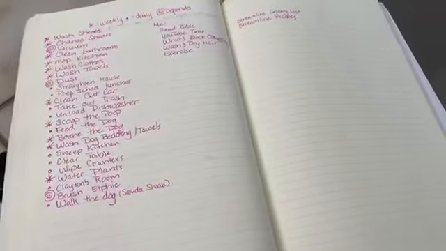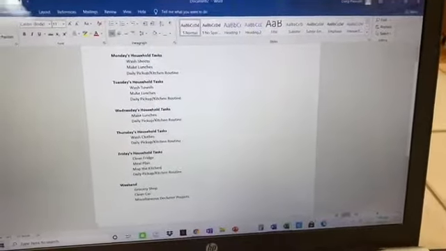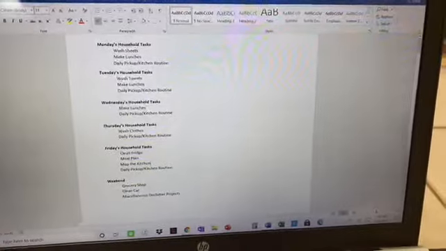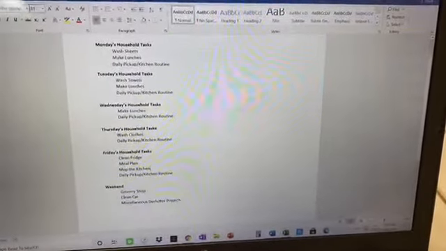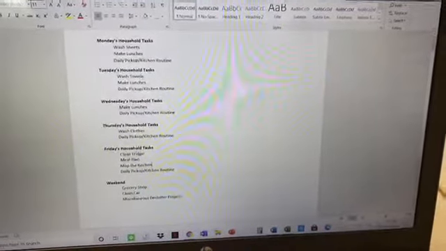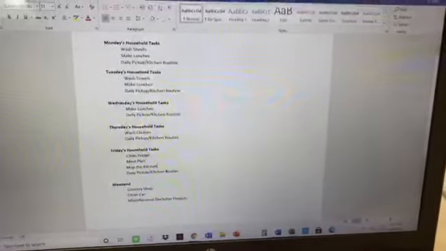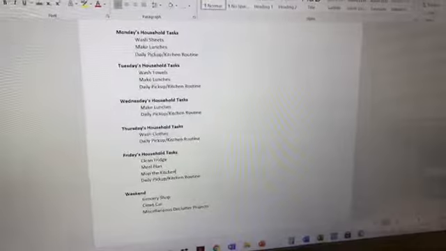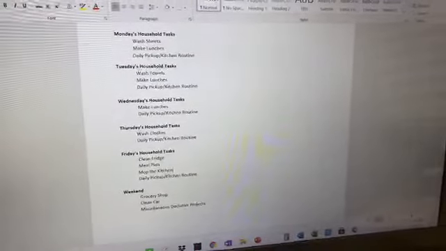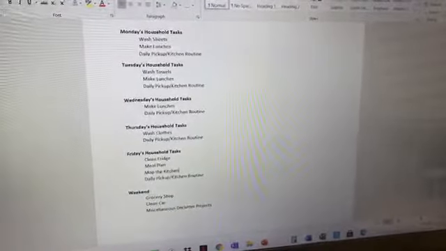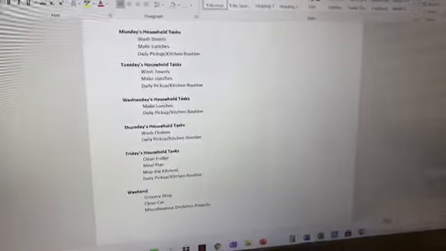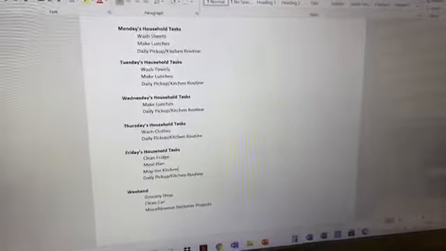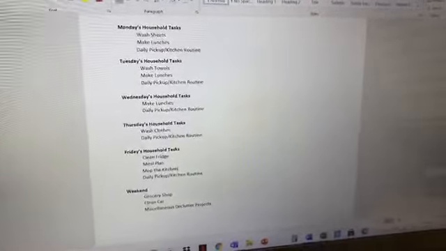So here's my bullet journal list of our daily and weekly routine events that need to happen, tasks, chores, etc. And over here is how I am laying them out in our weekly layout. So basically, when I have my household block on my schedule, I'm going to know exactly what needs to happen in that block. So for my household chores on Monday, I know that I need to do certain things, and that's going to be wash sheets, make lunches for the next day, and then the daily pickup in the kitchen routine.